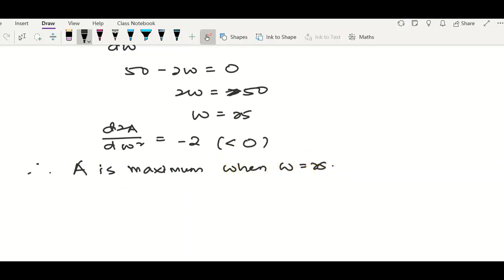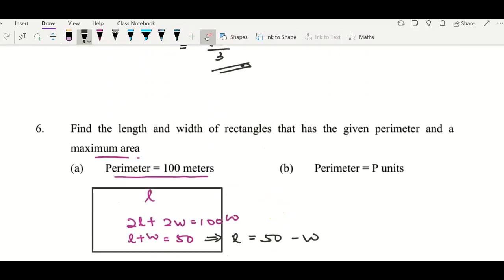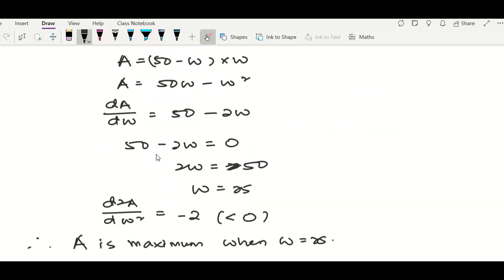Then we will refer back to the question. We need to answer exactly what they ask. The question asks us to find the length and width, so we need to find the L and W which will give a maximum area.